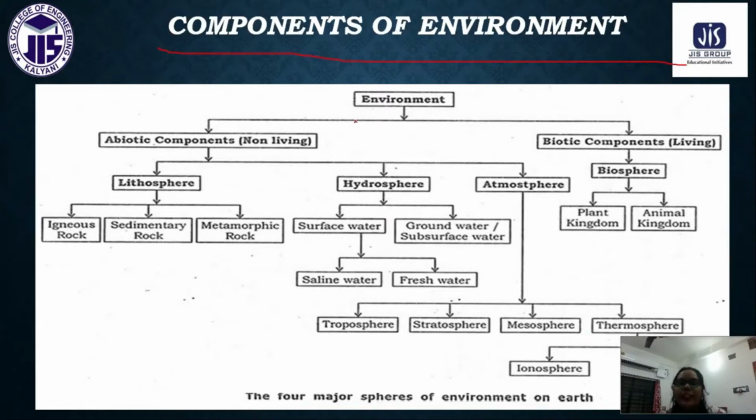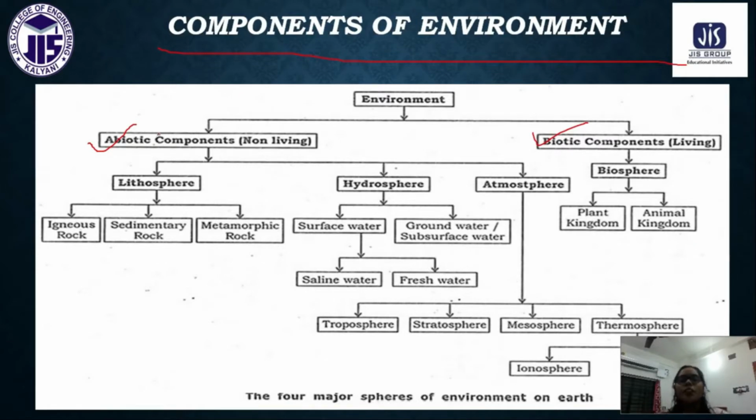Now, the environment is generally of two types. The components of the environment are of two types. One is abiotic components, one is biotic components. Okay, abiotic means the non-living systems. Whatever non-living systems, all belong to the abiotic component. And biotic component, biotic means the living system. Whatever living systems we have in our environment, those are the biotic components.